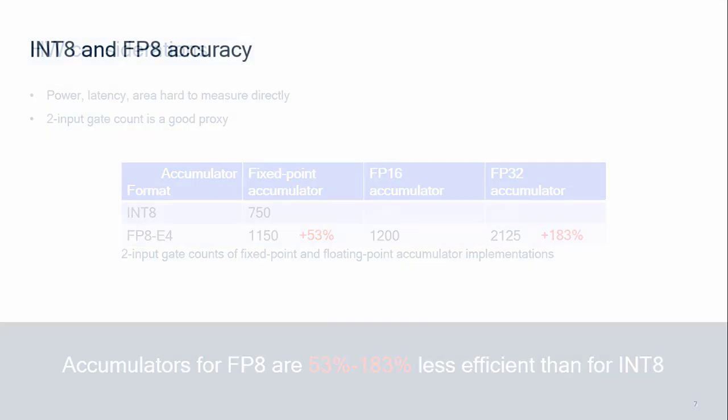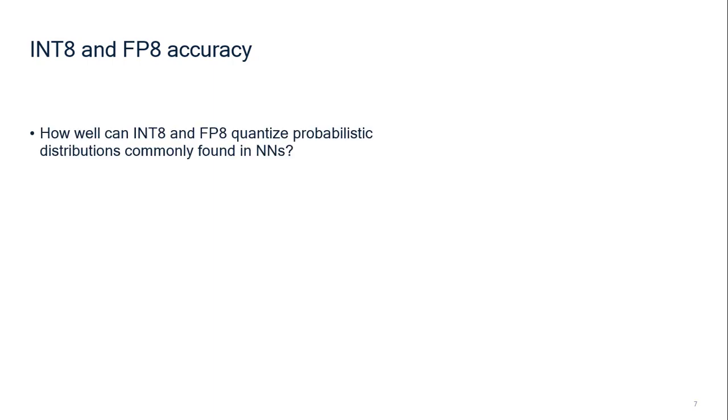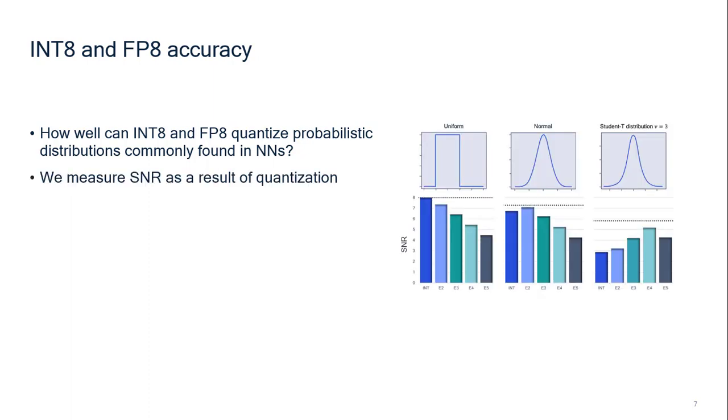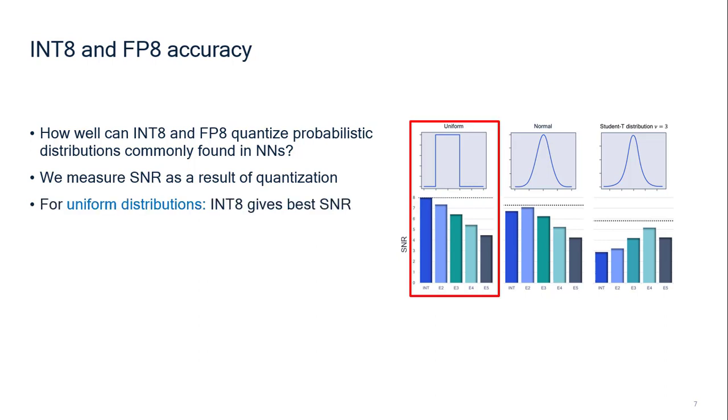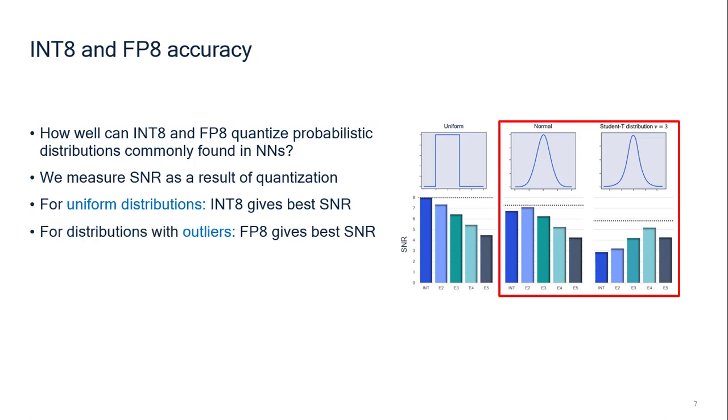But what about accuracy? Does FP8's ability to represent outliers translate to better accuracy on a variety of tasks? Before we dive into model results, we first present some more general results on using INT8 and FP8 formats to quantize various distributions. We first investigate how well INT8 and FP8 can quantize probability distributions that correspond to weight distributions commonly found in neural networks. And we do this by measuring signal-to-noise ratio, where higher is better. And we find that INT8 is best at quantizing uniform distributions. This is not a surprising result, I'm sure. And FP8, as we predicted, is better at quantizing distributions that have outliers.